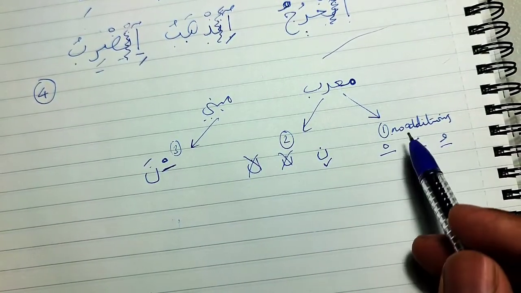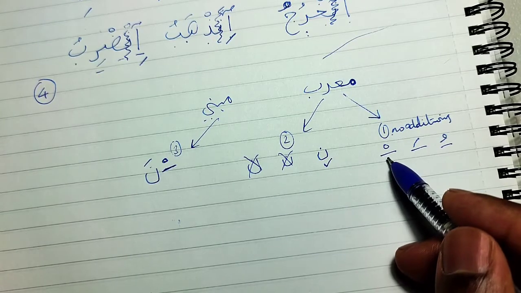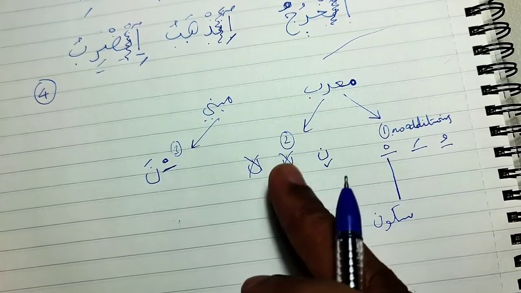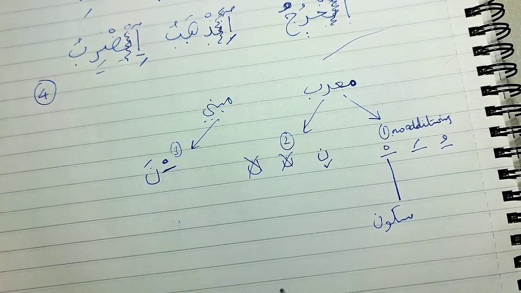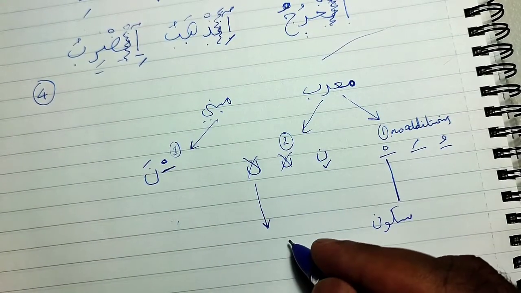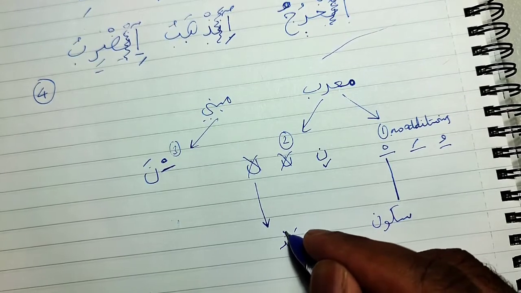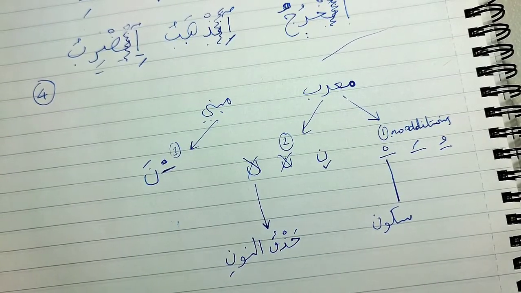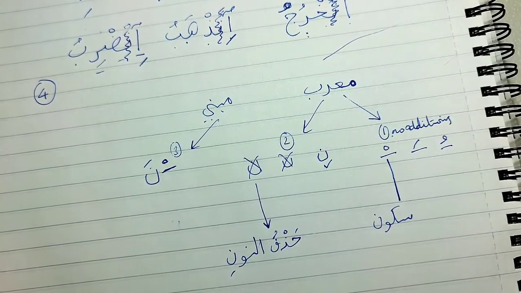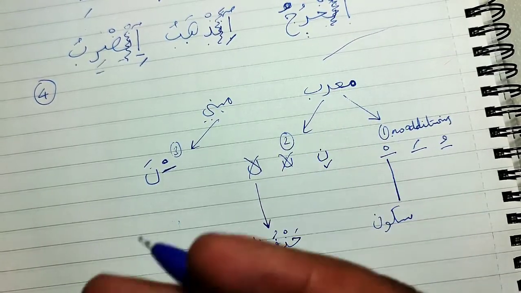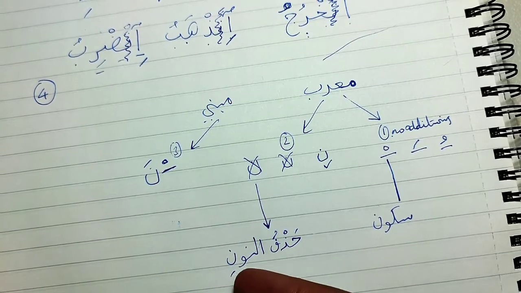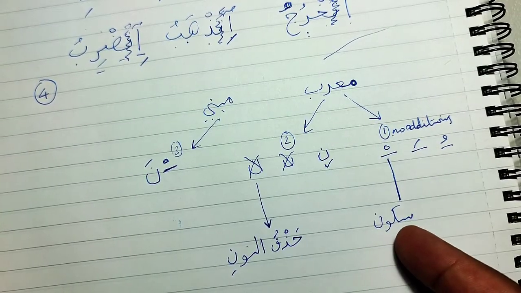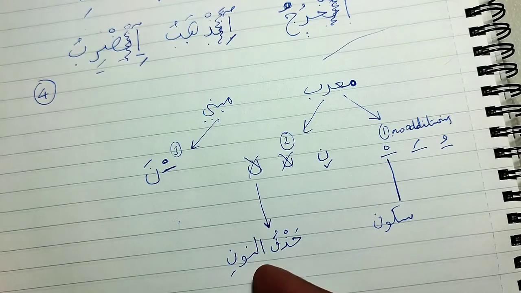Okay. So this one, when it's majzoom, what sign does it take to show it's majzoom? Sukun. So we have sukun. This one, when it's majzoom, what's the sign of it being majzoom? Omission of the noon. We can say hadfun nooni. Hadf means omission. Hadfun nooni, mudaf ilayhi. Omission of the noon. The opposite is thubutun noon, the presence of the noon. And hadfun noon, omission of the noon. So the sign of these ones being majzoom is sukun. The sign of this being majzoom is the omission of the noon, hadfun noon.